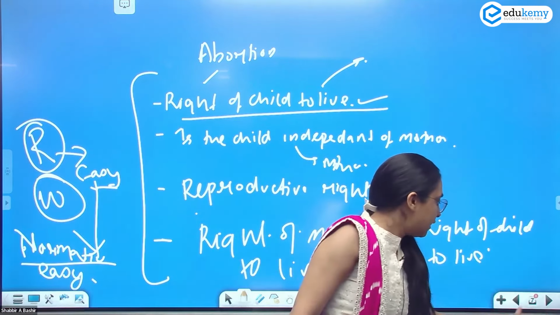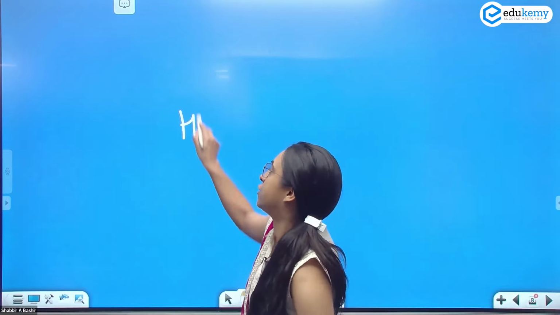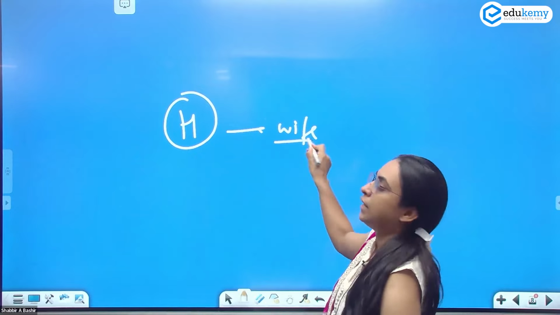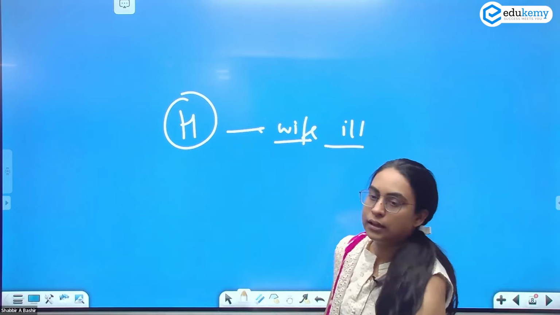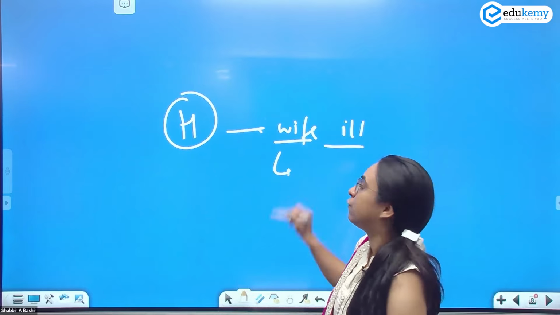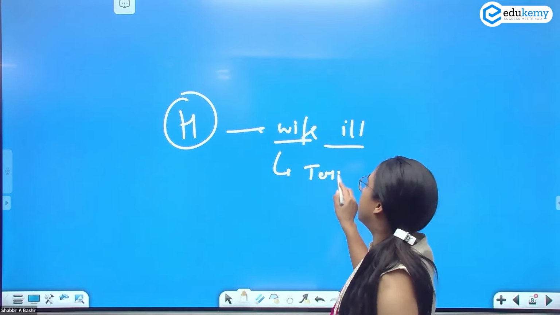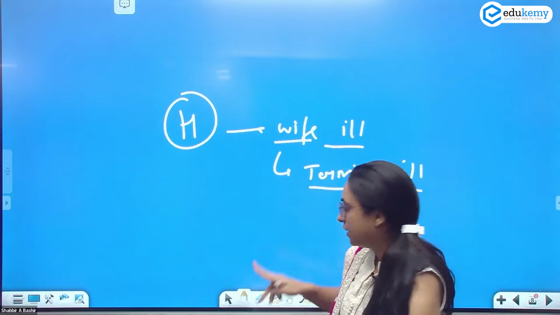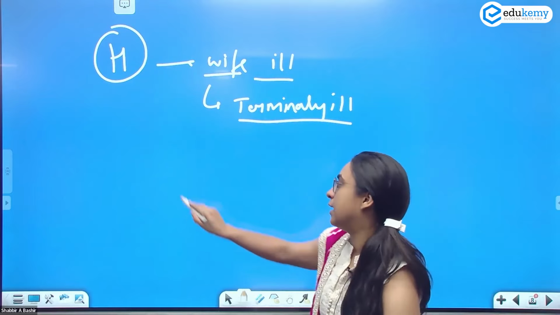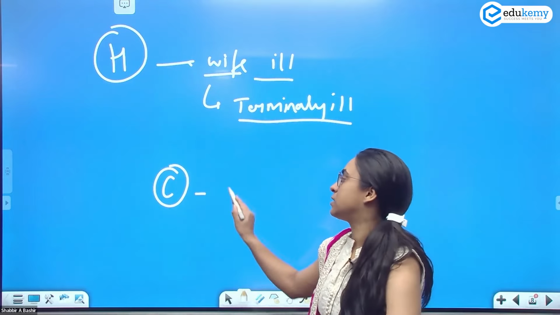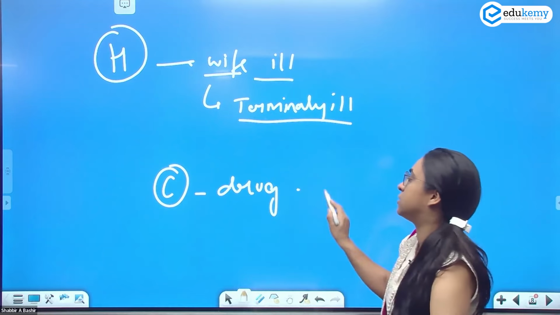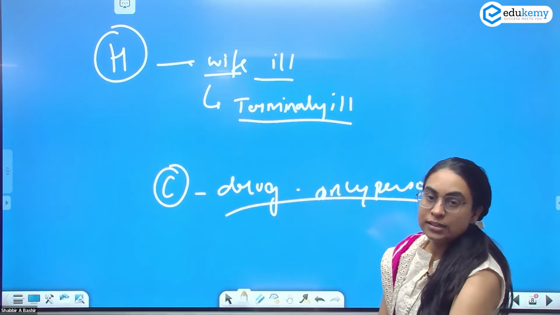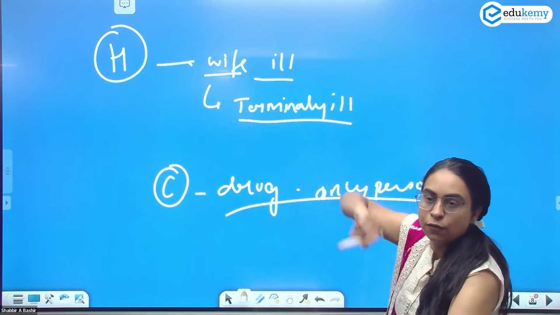Heinz was a person and his wife. Let us call this person H. This H is a man, his wife is very ill, she is suffering from a terminally ill disease, meaning she could die. It is a disease such that she could die. Now there is a chemist who has the drug, he is the only person who has the drug, so he knows that Heinz needs the drug for his wife.